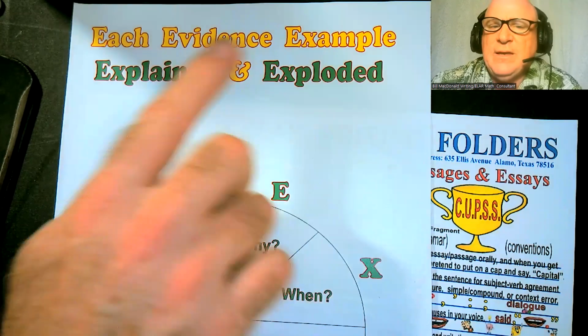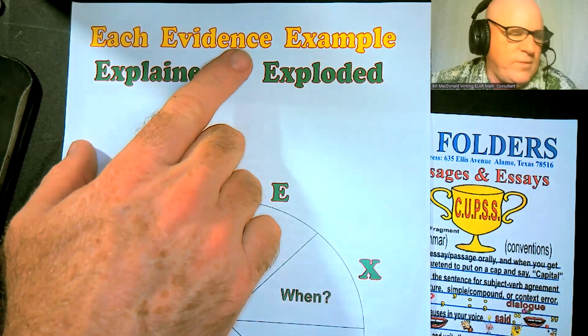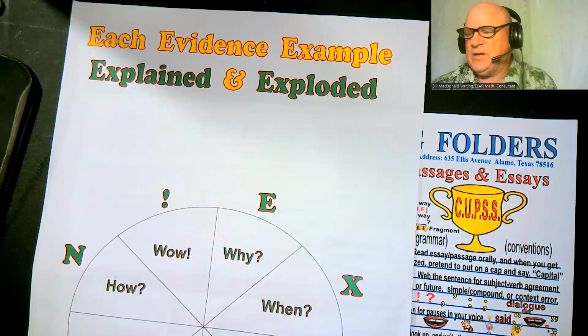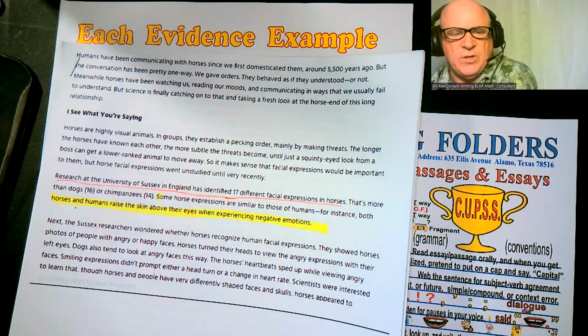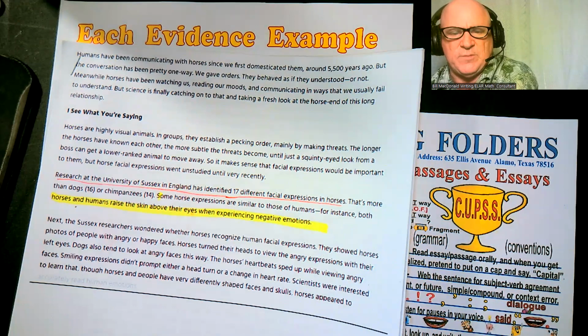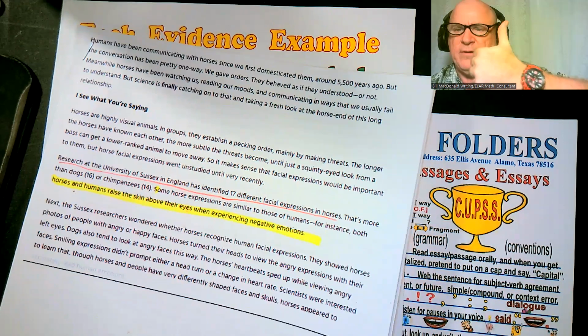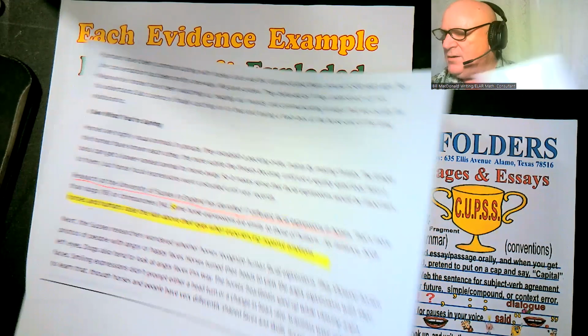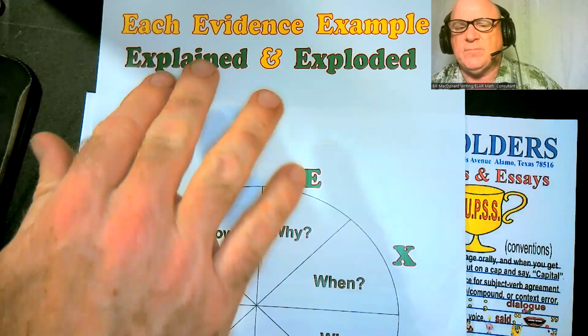So yellow, each evidence example. Okay, the one that I highlighted in yellow, you see it right here, that the horses and humans raise the skin above their eyes when experiencing negative emotions. Negative, positive, that's important. So I need to be starting to think about a negative emotion. How do I explain that and explode that?